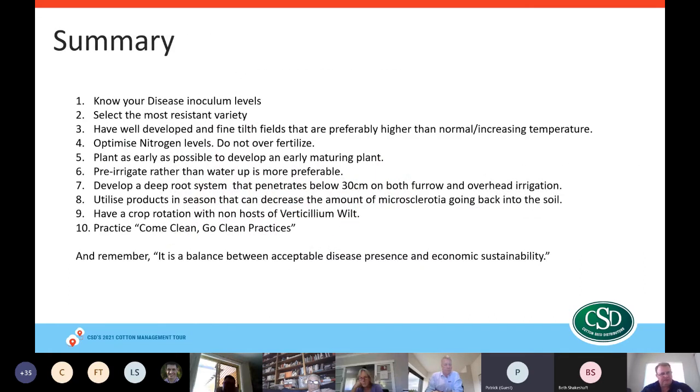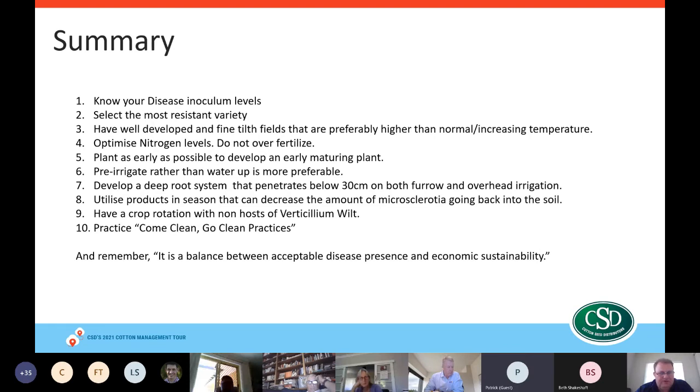And just as a summary, you need to know your disease inoculum levels, certainly the crown work that's being done at the moment, and understand from a year-to-year basis what you've got in the ground, and then cross-check that against your management. Selecting the most resistant variety is also very important, using 606 and Psychot 714 if you've got medium to high disease. Having well-developed and fine-tilled fields that are preferably higher than normal, increasing the soil temperature, is also important. We saw that with the skip row work.